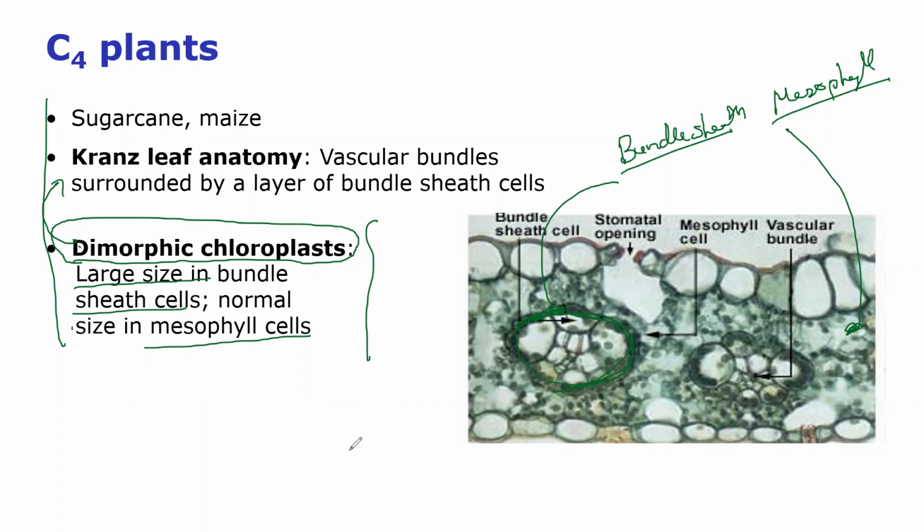Okay. You see, what I'm saying is that the Kranz anatomy is known for the dimorphic chloroplast. That means morphologically two distinct chloroplasts. So I told you that in a leaf, there are two distinct areas. One is the mesophyll, second is the bundle sheath, which is enclosing the vascular bundles. So in case of mesophyll, there is a normal size chloroplast. But as far as the bundle sheath is concerned, a large size chloroplast is present. Okay. Yes, sir. Thank you. Right. So please note it.